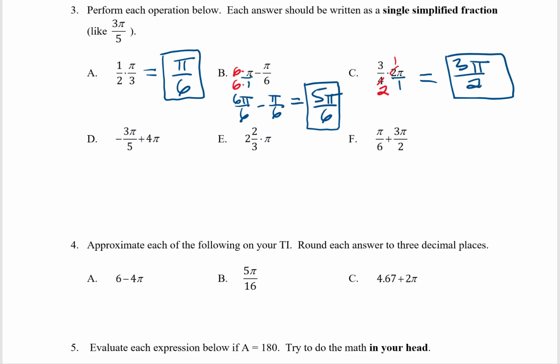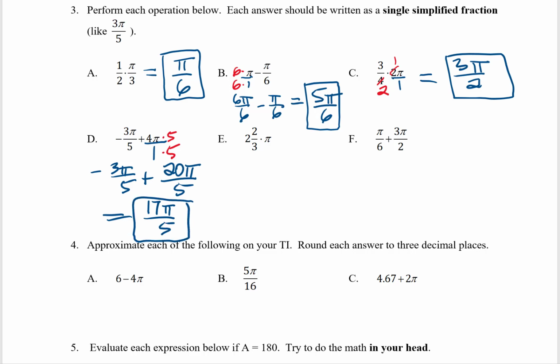Here's another addition problem, so I'll have to get a common denominator. It will be 5. Multiply top and bottom there by 5. The first one already has the 5. This then becomes 20 pi over 5. Negative 3 pi plus 20 pi is 17 pi. Bottom stays the same. I can't reduce, and so I'm finished.